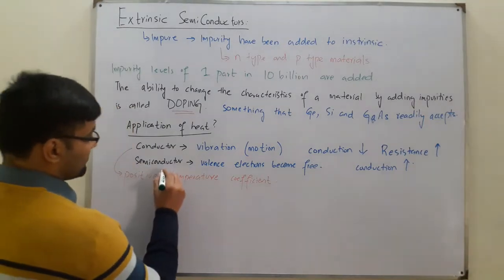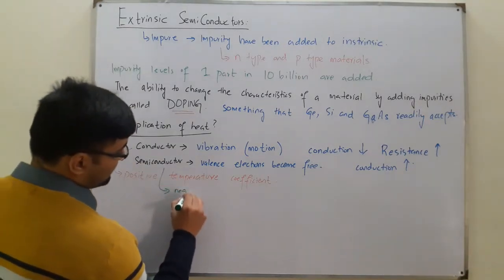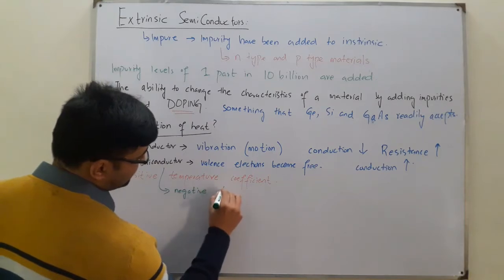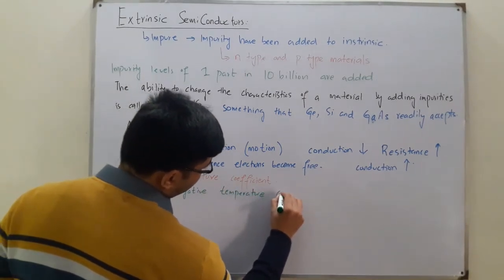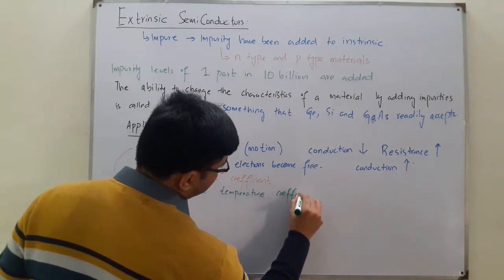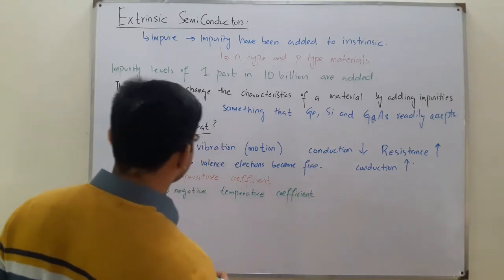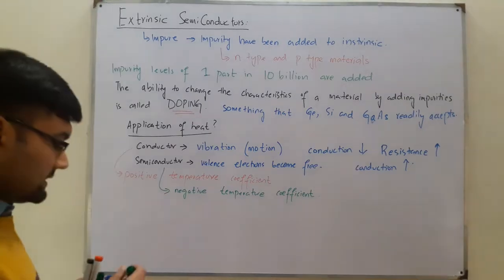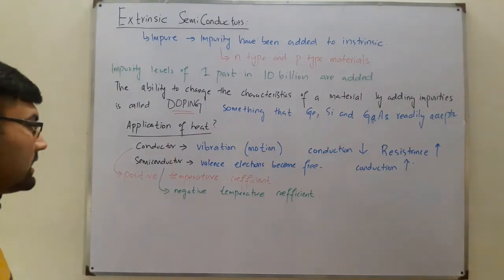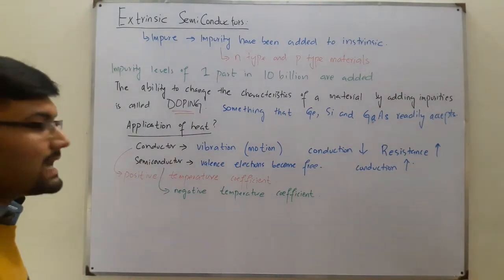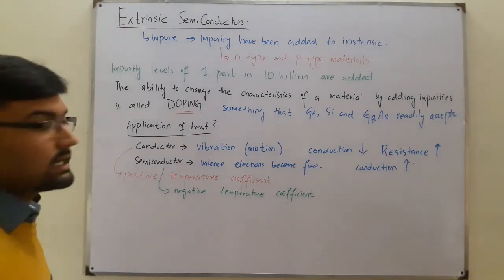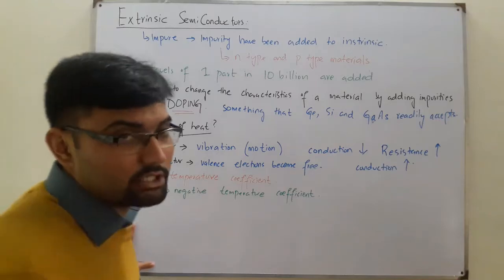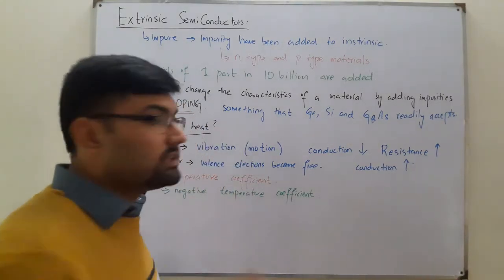So I will write it over here. Semiconductors have a negative temperature coefficient. Is that fine? Positive temperature coefficient indicates a decrease in the conductivity with the application of heat, whereas the negative temperature coefficient indicates an increase in the conductivity of the material with the application of heat. That's all about this topic.